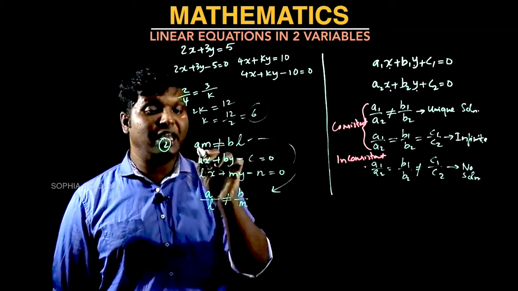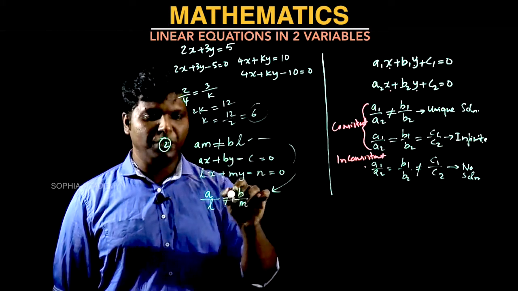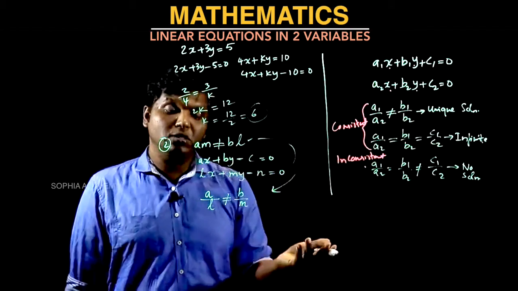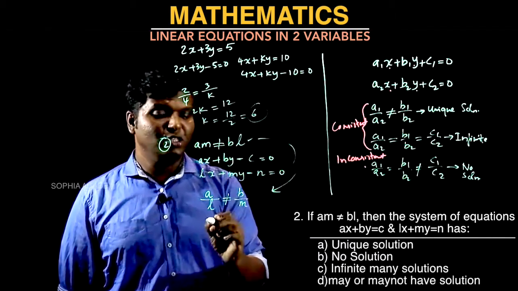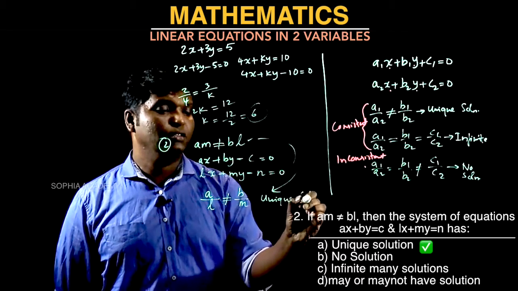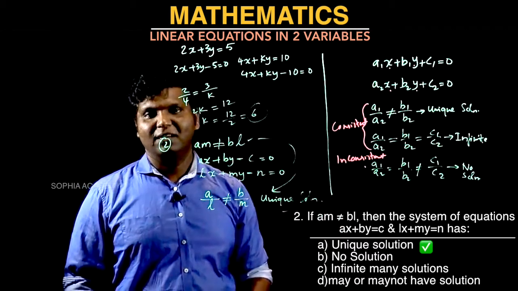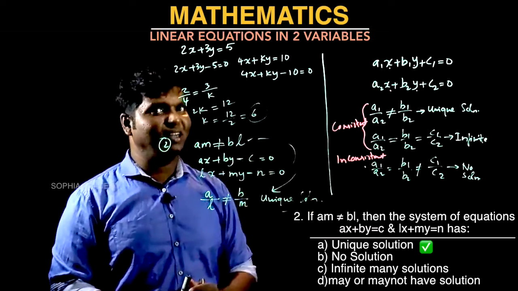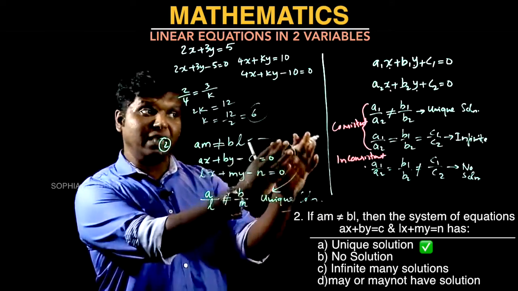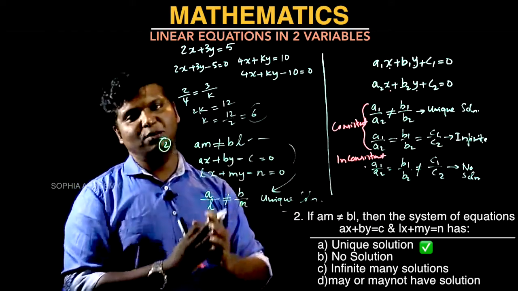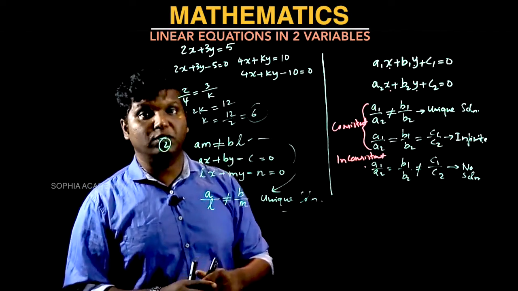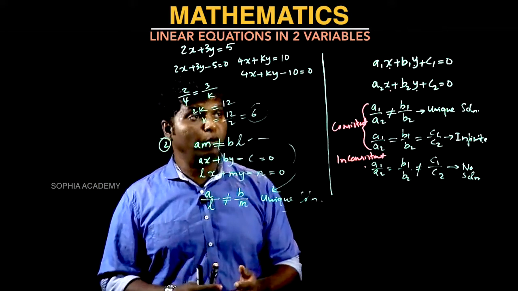If A1 by A2 is not equal to B1 by B2, if this is the condition, then what will be the answer? It will have a unique solution, that's it. So we will go for the first choice. That's why I told you how important that is. Now you understood, right? That is the important factor which you have to keep in your mind. Keeping that in your mind, very fast you can come to this answer. Hope you understood, right?